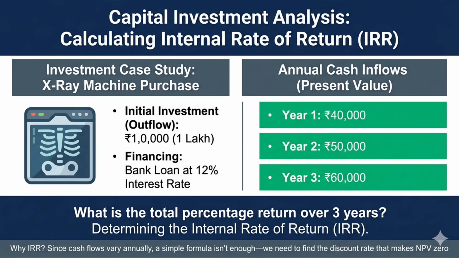Let's explain the trial and error method through a simple question. You are planning to buy a new X-ray machine with an initial cost of 1 lakh, which is going out of our pocket. We expect the profit for the next 3 years as: first year 40,000, second year 50,000 and third year 60,000, respectively.